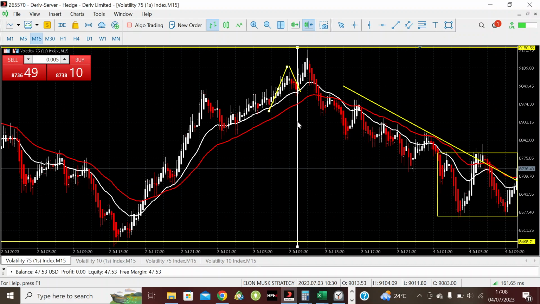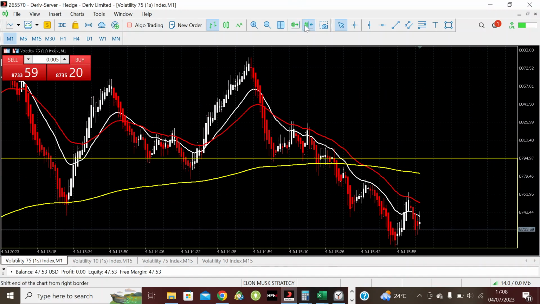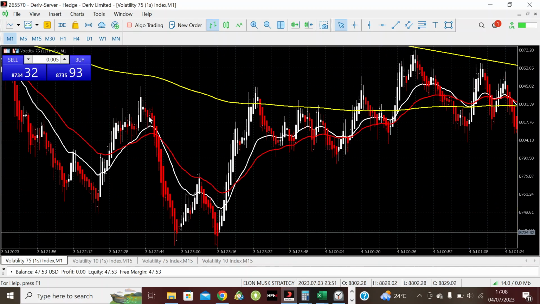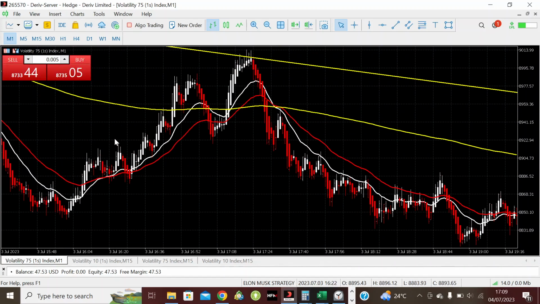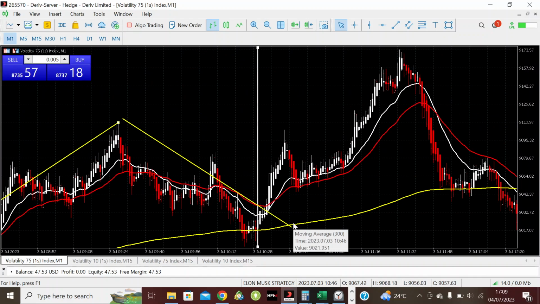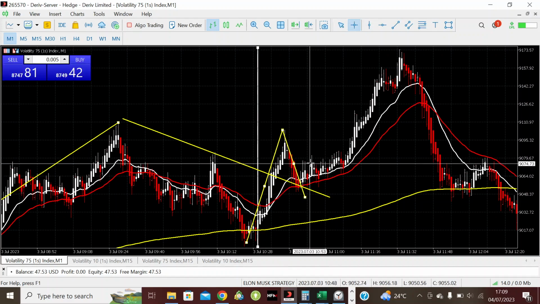Okay, I was actually trading this thing on demo yesterday, so let me go to the 1-minute chart now and show you guys what happened there. See, I did backtest since morning. Okay, so you can see this is the entry.